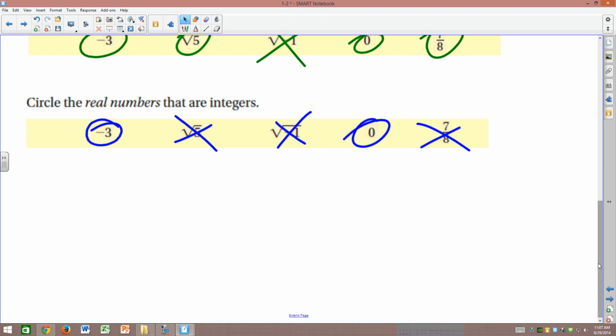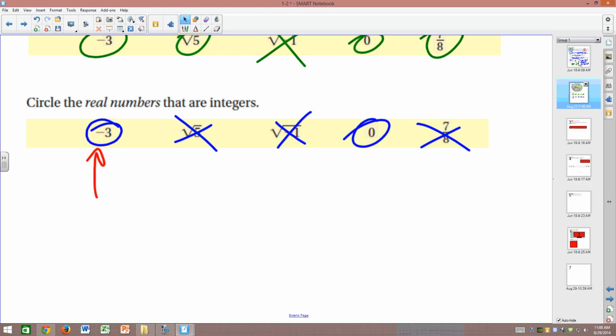I think the problems that the kids are going to see in the textbook, they give them a number and they say describe it. So you would have to take each of these and say, and you want to use all of the names that apply. Okay, so that one would be? An integer. Whole number? No, not whole number. Not natural. We don't naturally count with a negative 3. Rational? Can we write it as a fraction? Yes.